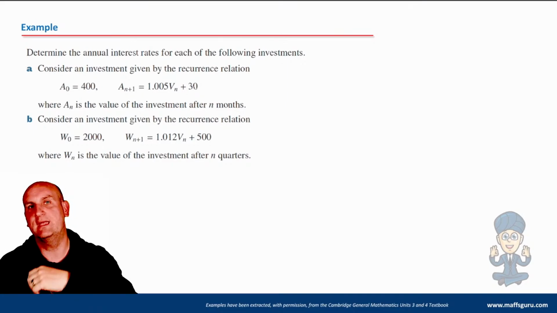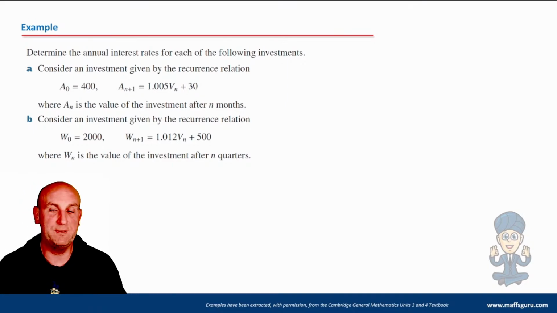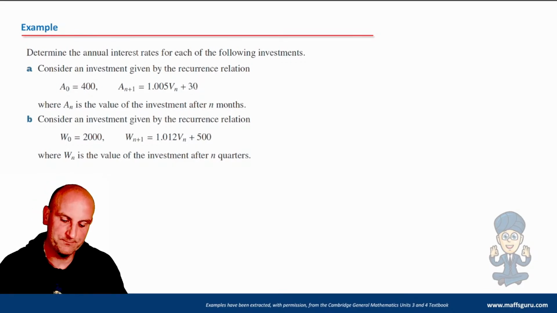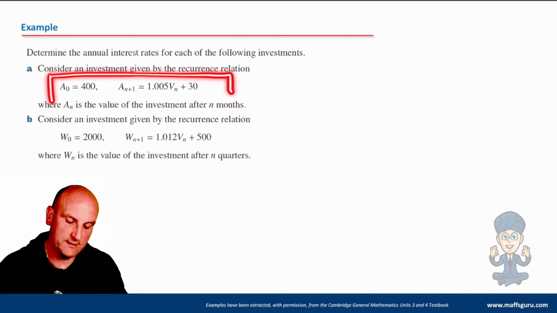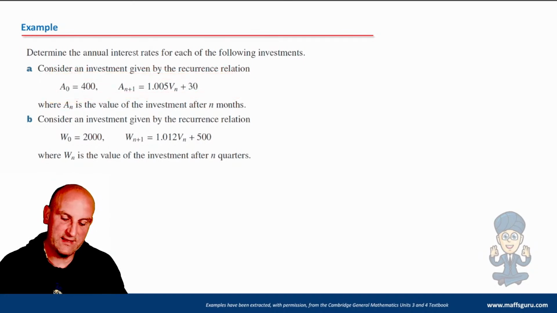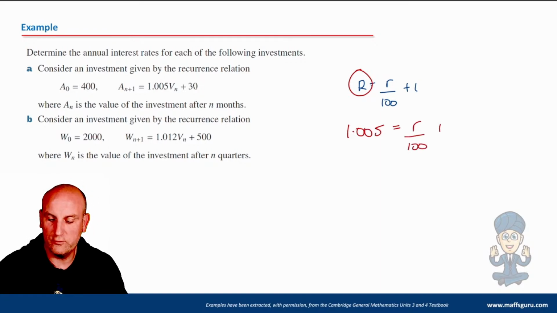This is the stuff that gets thrown into SACs left, right, and center, and people stuff up. They just don't know how to do it, all right? So, in this situation, I've got a recurrence relationship here, where An is the value after n months. So the first thing I know, I've got 1.005, that is my monthly value. So my capital R, which if you remember is R divided by 100 plus 1, they've given me this value of R. I know 1.005 is R divided by 100 plus 1.